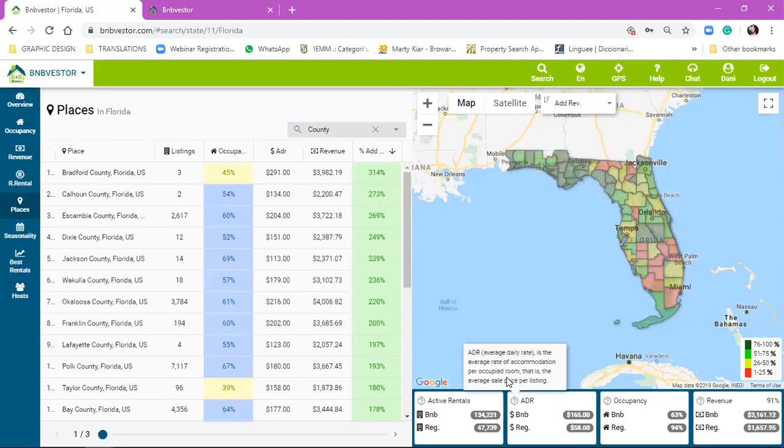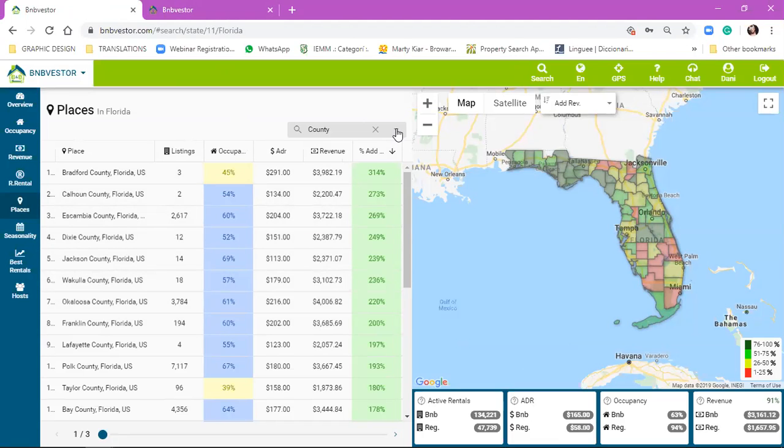And then we have additional revenue. I'm sorry, I apologize. It's the average daily rate, $165. The occupancy, it's an average of 63%. And then a revenue of $3,161, and it has an additional revenue over the regular rental that you see here of 91%. So guys, you're in a very good state to be investing in Airbnb.